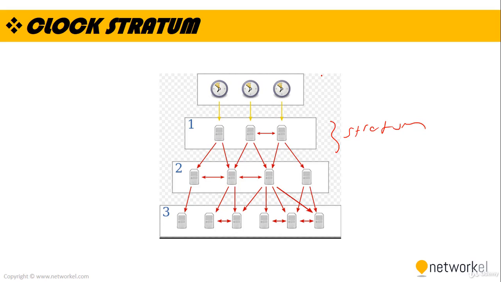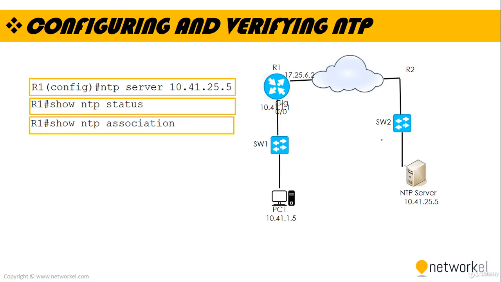Stratum 0 consists of high-precision timekeeping devices such as atomic clocks and GPS clocks. And Stratum 1 is directly connected to Stratum 0, as you can see, and other layers are connected through the network and they get their clock from the upper layer.